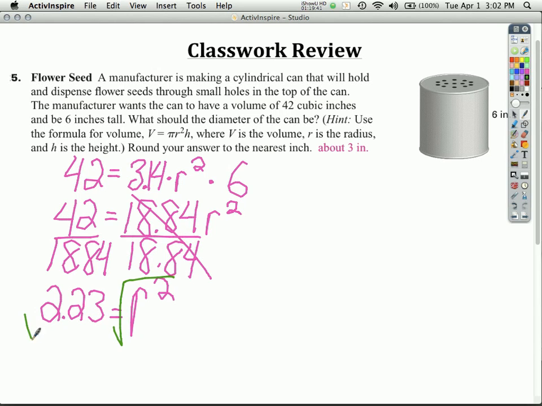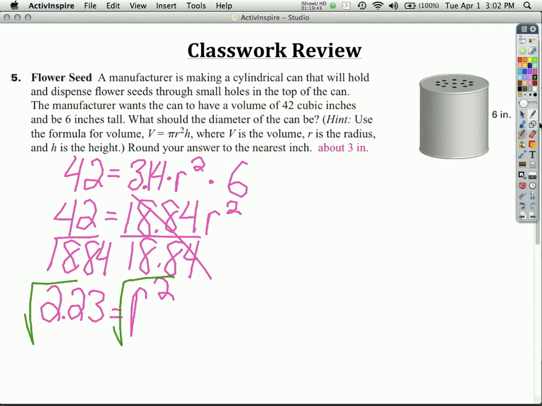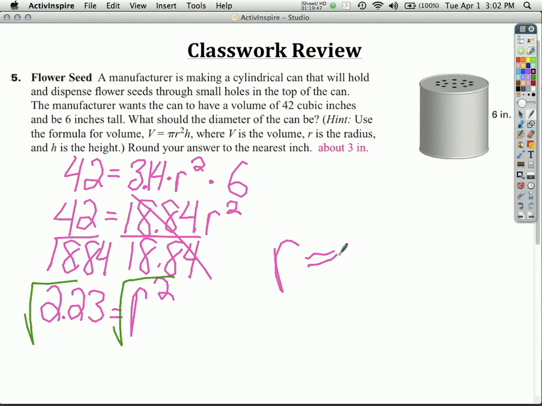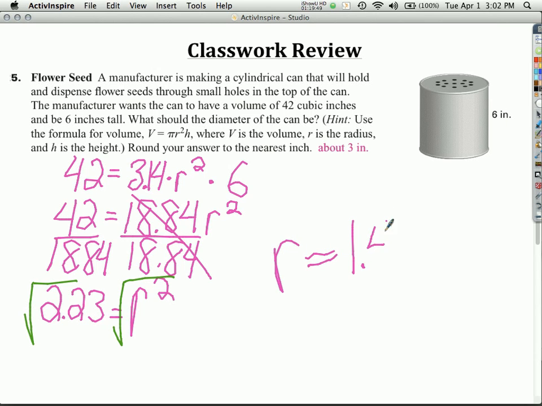Now you take the square root of both sides. Square root, and you end up with r is approximately equal to 1.49. So why is that not the answer? You did all that work. Sebastian? Yeah, you are asked for the diameter.